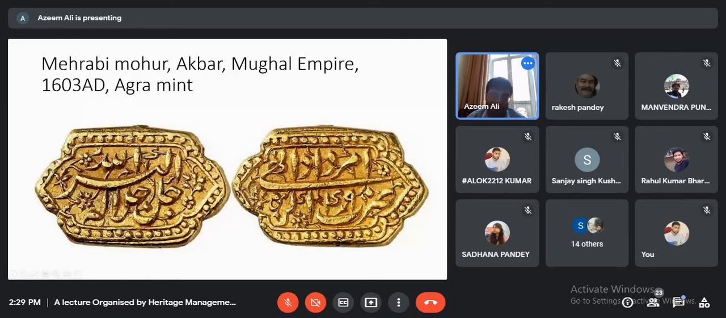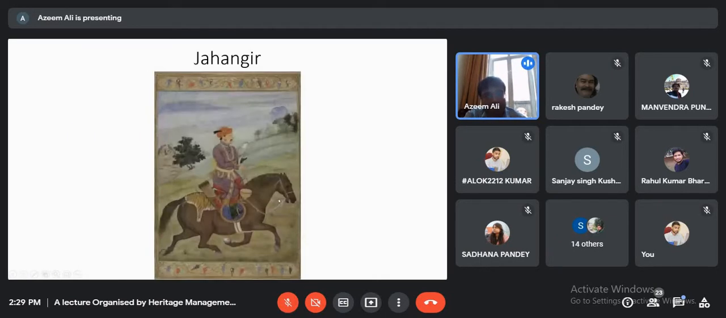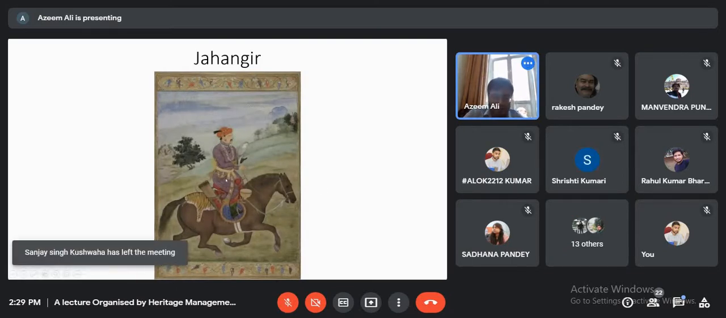And the mint. Now we're going to look at Akbar's son, Jahangir, here riding on horseback.